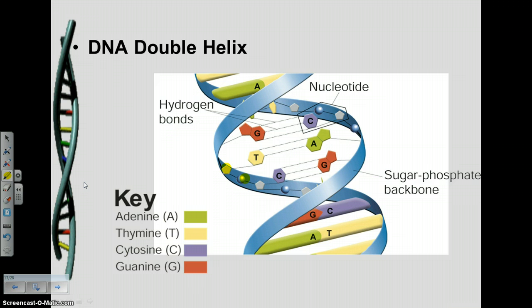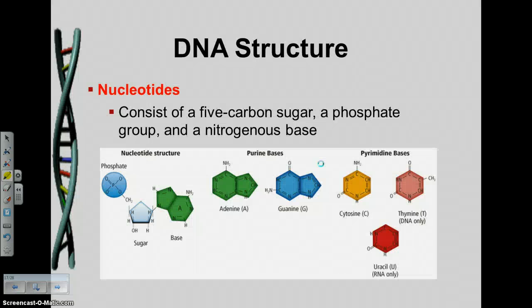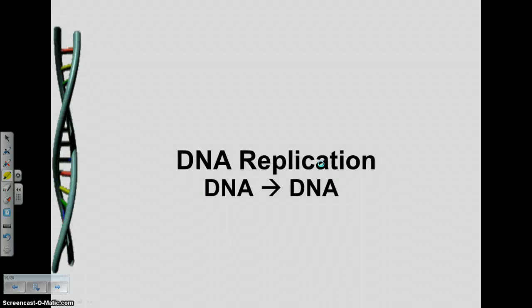Attached to the sugars are what we call nitrogen bases. There are 4 nitrogen bases: adenine, thymine, cytosine, and guanine. Adenine and thymine are always attached to one another. Cytosine and guanine are always bonded to one another. So that's where we left off, talking about the structure of DNA.